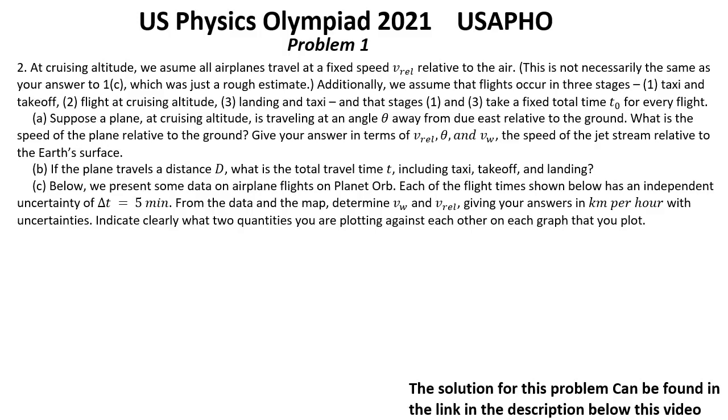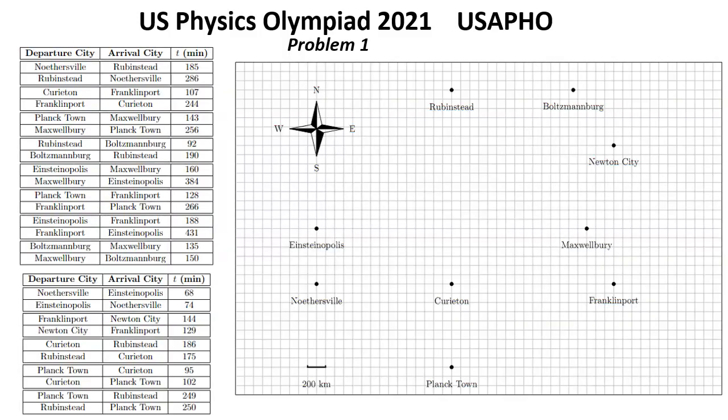Question C. Below we present some data on airplane flights on planet Earth. Each of the flight times shown below has an independent uncertainty of delta t equal to 5 minutes. From the data and the map, determine v_w and v_rel, giving your answer in kilometers per hour with the uncertainties. Indicate clearly what two quantities you are plotting against each other on each graph that you plot. These are data and a sheet to work with this problem.